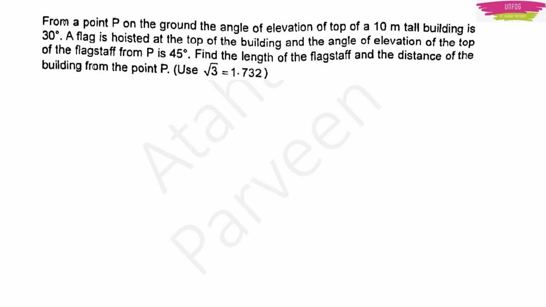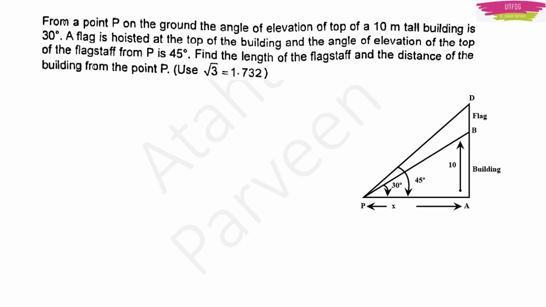Okay. So the figure comes out to be like this. They are telling that they are hoisting the flag from the terrace of the building, from the top of the building. So the building here will be AB. Then the flag will become BD. And now the angle of elevation, if you are standing on the ground, will be 30 degrees and 45 degrees. 30 degrees with respect to the top of the building, 45 degrees with respect to the top of the flag. Okay, you have to find the length of the pole on which the flag is put.